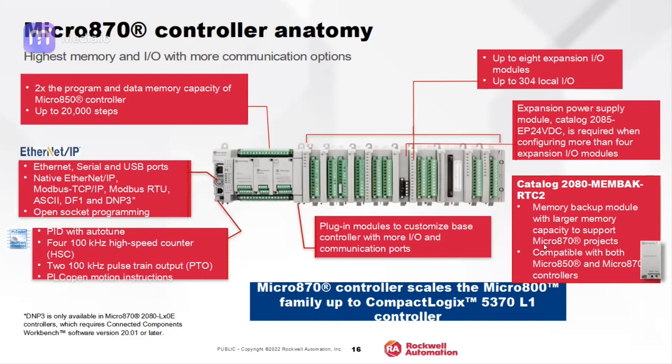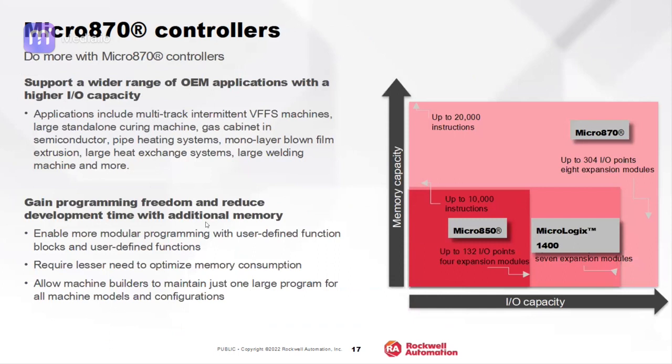If you want to take a backup of memory, yes, a memory cartridge is available. We can insert it on top of the controller. Then we can do the memory backup as well as recipe and data logging with the help of the memory plugin module. This is equivalent to the CompactLogix L1 series. Compared on memory and instructions, the earlier MicroLogix family, maximum 1400, supports only this many instructions. So Micro 800, 870, is capable of more than that.